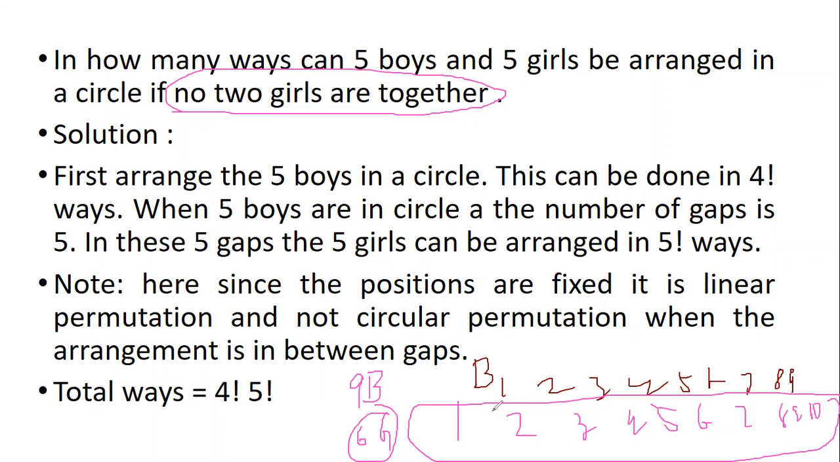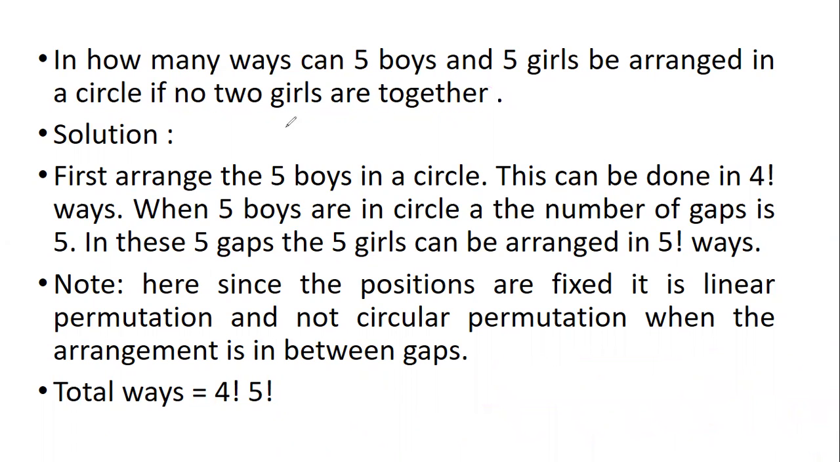Okay, now the same problem, instead of standing in a row, they are arranged in a circle. So let us understand how to arrange them properly so that no two girls are together. Okay, did you understand the question? First and foremost, did you all understand the question? Okay, now let us go to the solution.